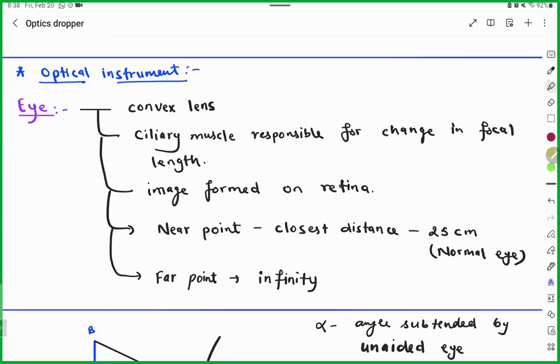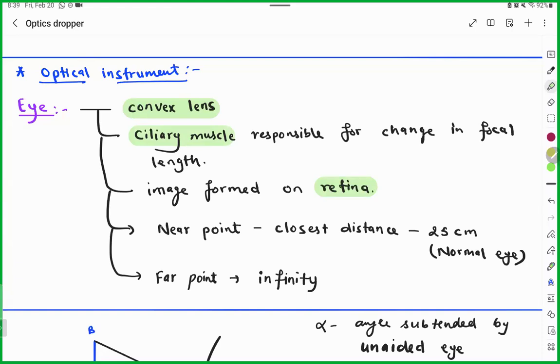Okay, and all of you have to write notes on this topic, optical instruments. The eye is one of the parts of our body that can focus the image, and the main purpose of an optical instrument is to magnify the image so we can see it clearly. We have a convex lens in our body. We have the ciliary muscle, which is responsible for adjusting the focal length. The image is formed on the retina.